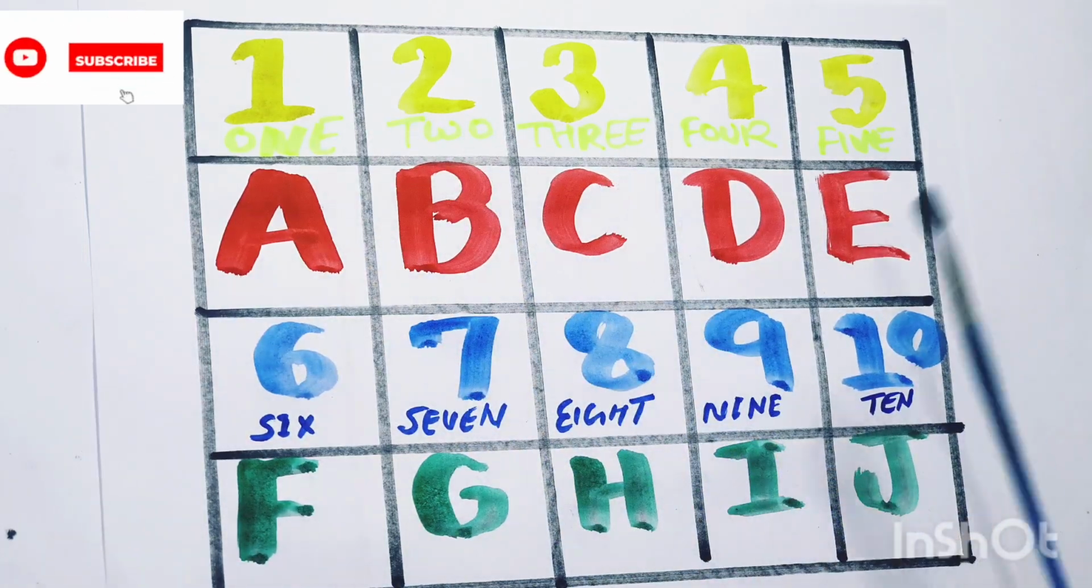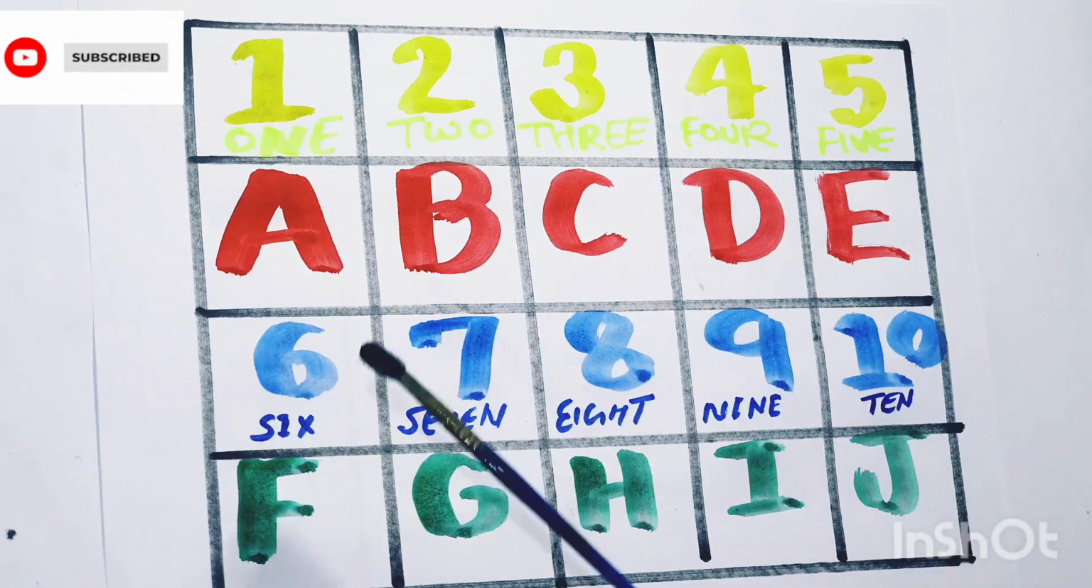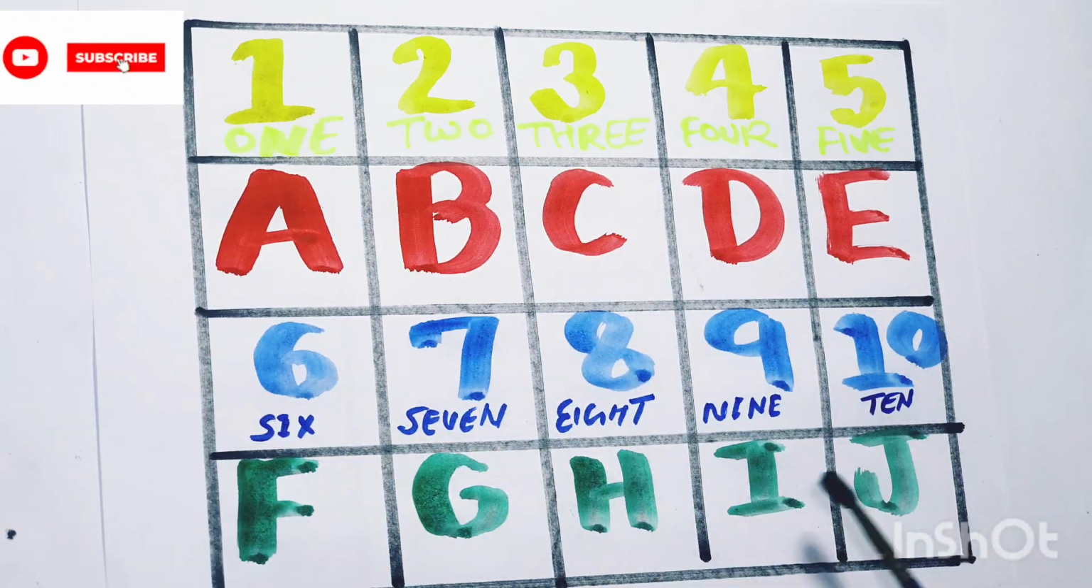1, 2, 3, 4, 5, 6, 7, 8, 9, 10. A, B, C, D, E, F, G, H, I, J.